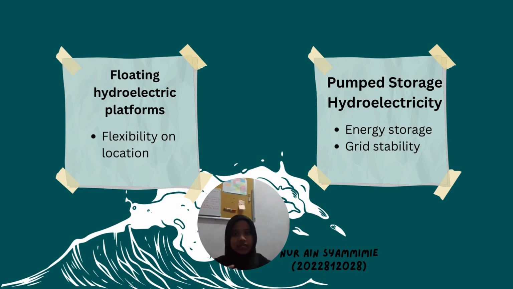It can act as a large-scale energy storage system. For example, during periods of low electricity demand or when renewable sources produce excess electricity, surplus energy is used to pump water uphill, storing potential energy. This stored energy can be released rapidly when demand is high, providing a rapid response to fluctuations in electricity demand and contributing to grid stability.